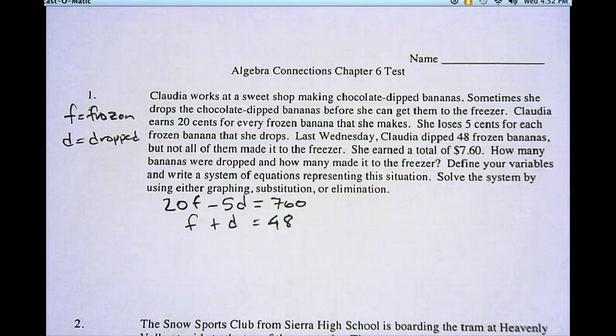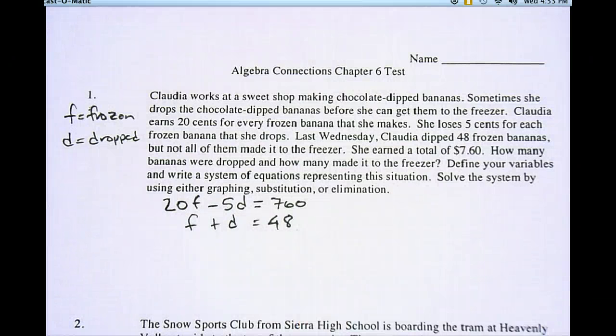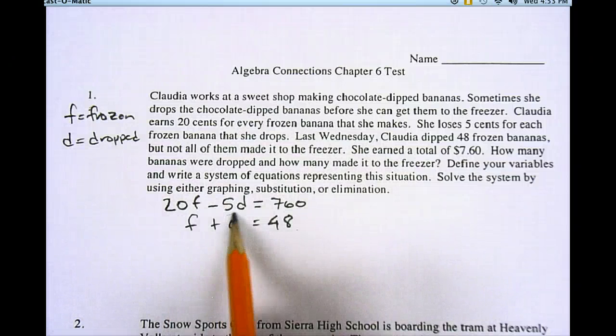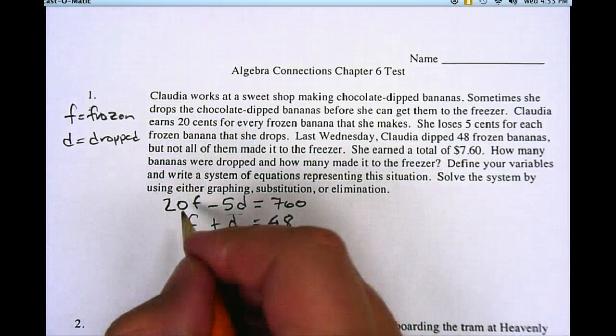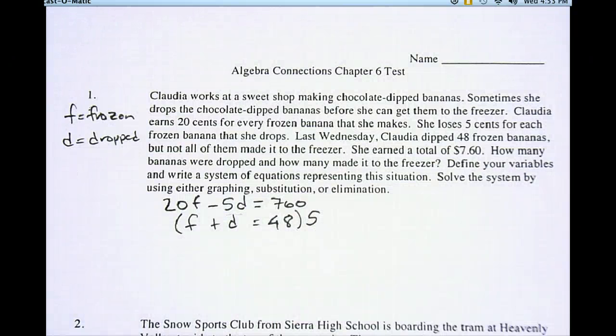In order to eliminate one of the variables, I have to multiply my second equation, so when I combine it with the first equation, I lose one of the variables. And it's kind of easy. I have a -5d up here and just a 1d down here. So if I multiply my second equation by 5, I'm going to actually lose one of my variables. So let's try that and see what happens.